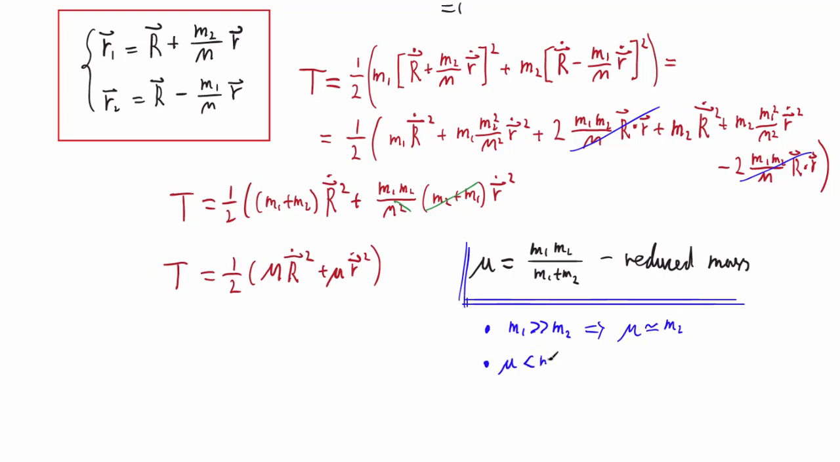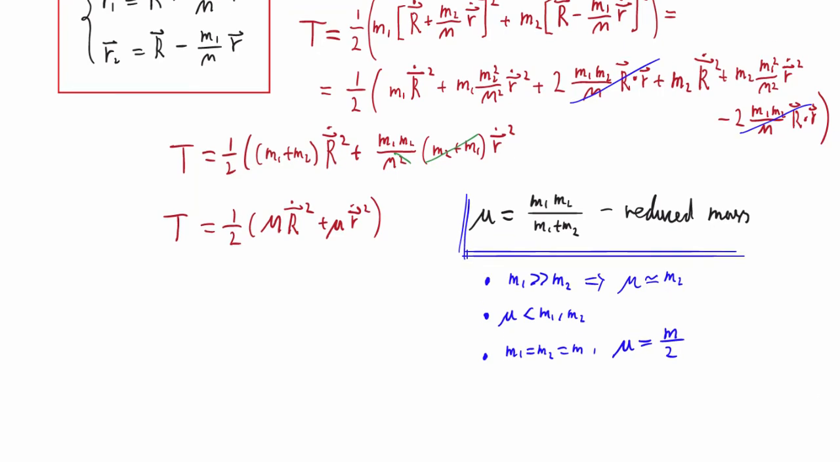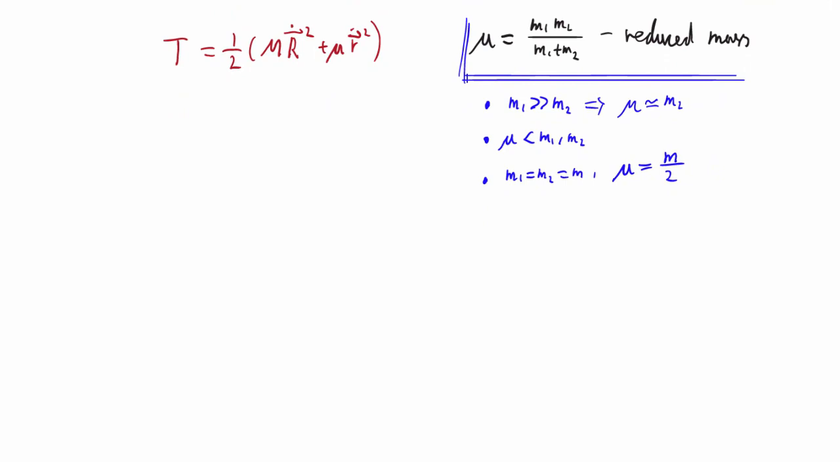Mu is always less than both m1 and m2, so hence reduced. And in the particular case where m1 and m2 are equal, we have that the reduced mass mu is just that mass divided by 2. It's half the mass of each of the particles that's involved in the motion. All right. So then we have that. Now we have what we need in order to write down the Lagrangian.